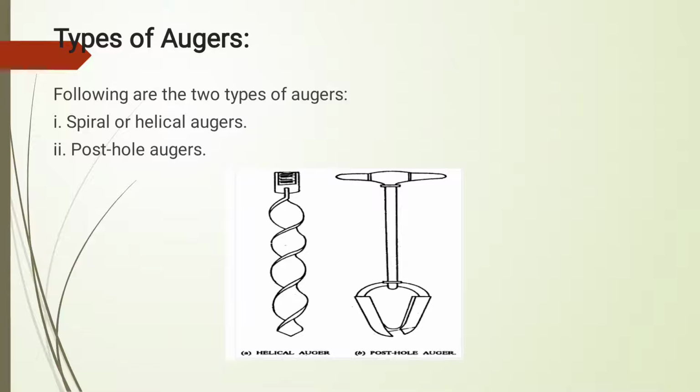So there are two types of auger. First one is spiral or helical auger. Next one is post hole auger. In spiral auger, the auger's cross arms are rotated on the ground until it reaches the required depth, and it is withdrawn from the hole and rotated reversely so that the soil in the spiral auger is removed. In post hole auger, it is placed above the ground and, due to push, the soil is collected in that auger, and it is taken out and the soil is removed from that auger.